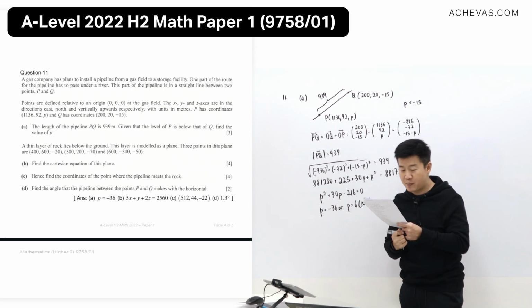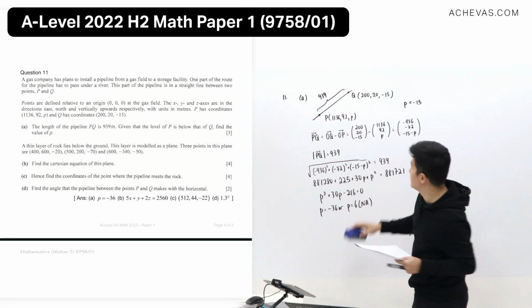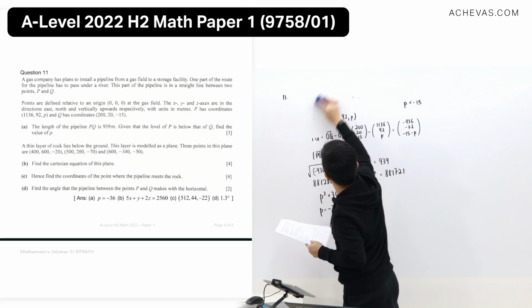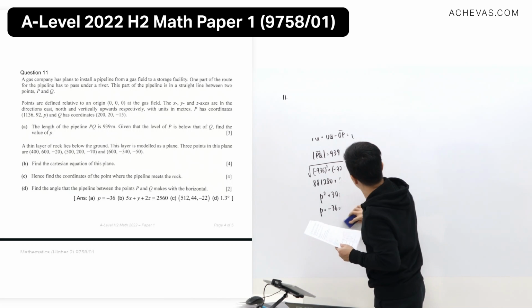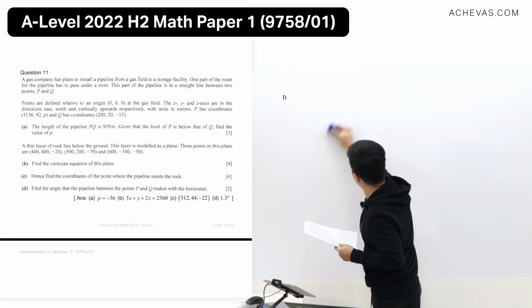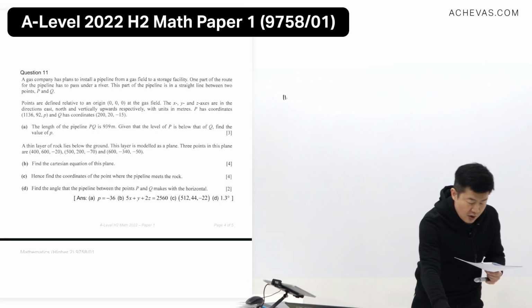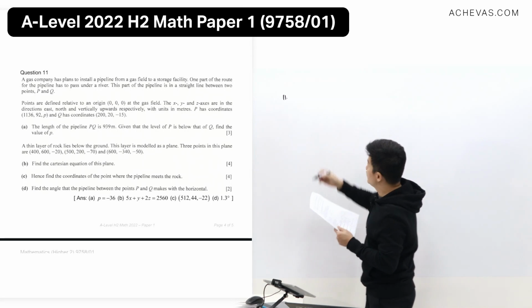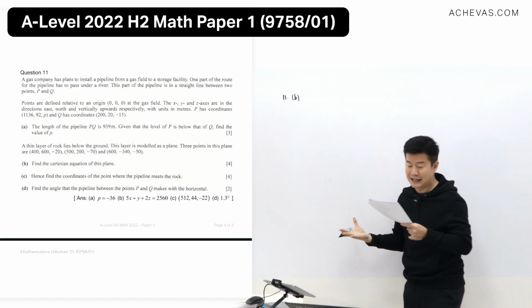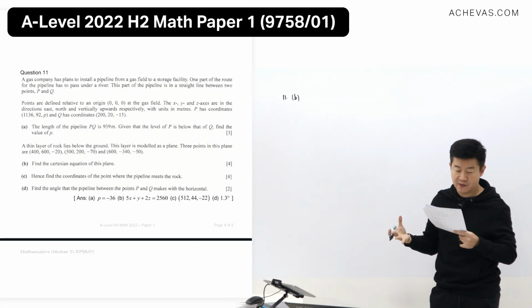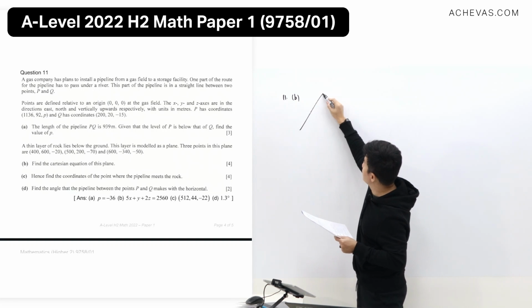Let's look at the next part of this question, part B. For part B of the question, we are looking at a plane which is simulating this rock surface, that is this rock layer that is under the ground. So this plane is going to be passing through 3 points. So let me just do a quick sketch of this plane, okay?